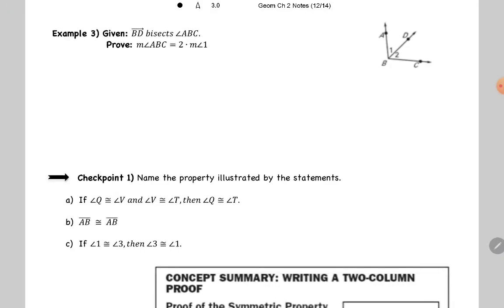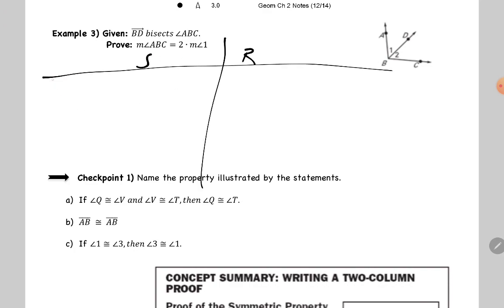So BD bisects angle ABC. Okay? Prove that the angle ABC is 2 times the measure of angle 1. Okay? So statement, reason. 1. BD bisects angle ABC. And we always say given because it was given to us. Okay?